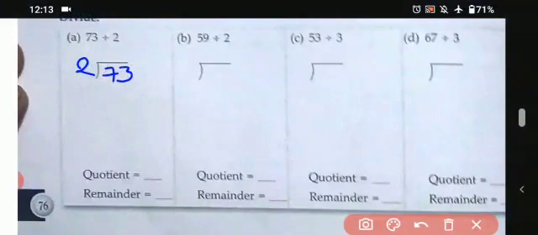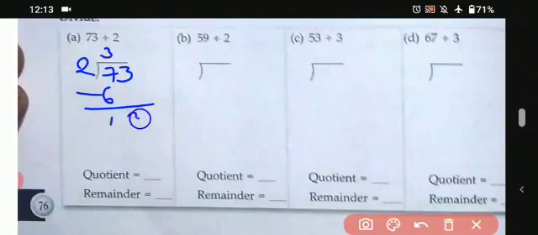So the first digit is 7. Does any number smaller than 7 come? Yes, students, that is 6. So we'll be writing 3. 3 2s are 6. So we'll write here like this. So we'll do the minus. 7 minus 6, that is 1. And the second digit will come down as it is.